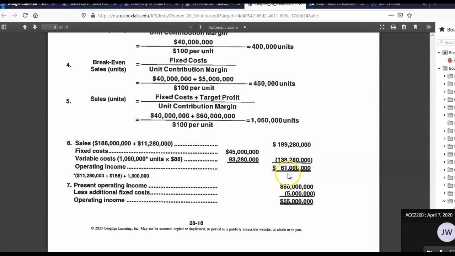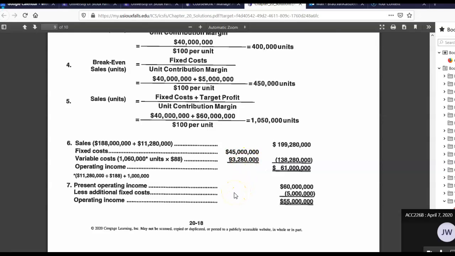Okay, questions on number 6. That one's probably the most involved. So look here, we're down to operating income again, just like what you have in your textbook, right? 60 million versus 61 million, but they only lump it into 2 categories, fixed and variable, rather than doing less cost of goods sold, less selling, less administrative. We just have it in the two categories.